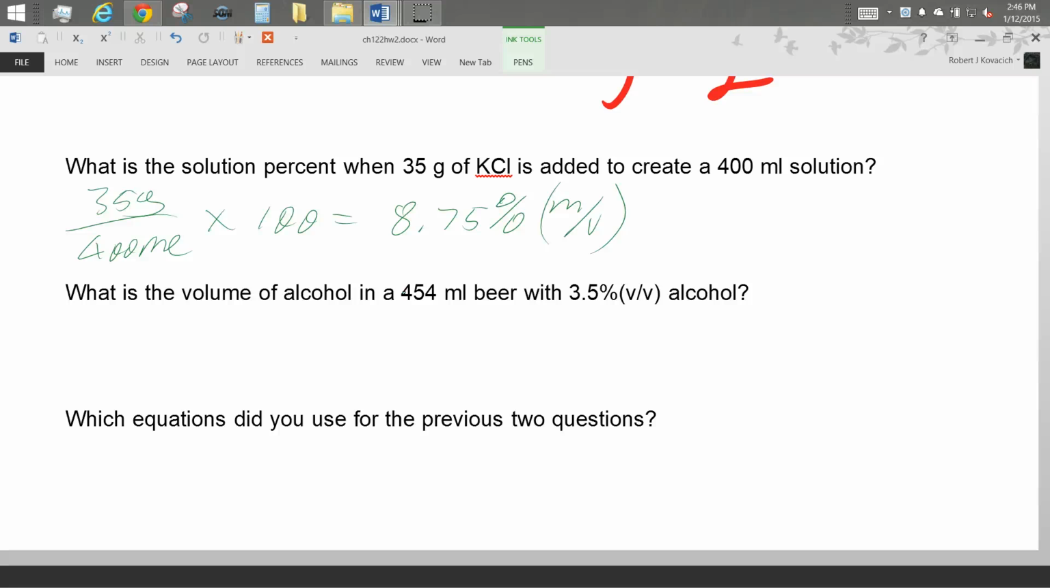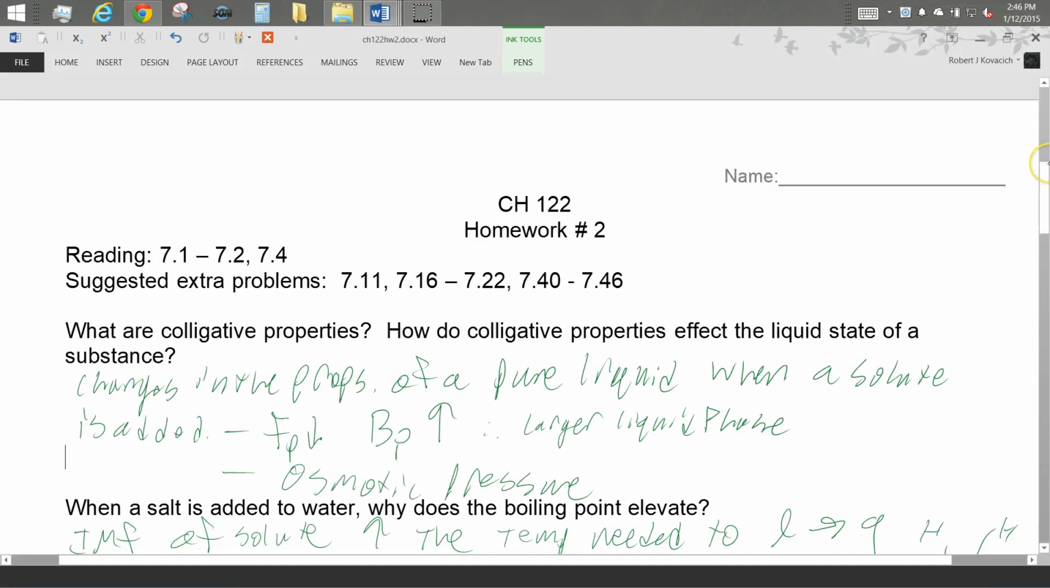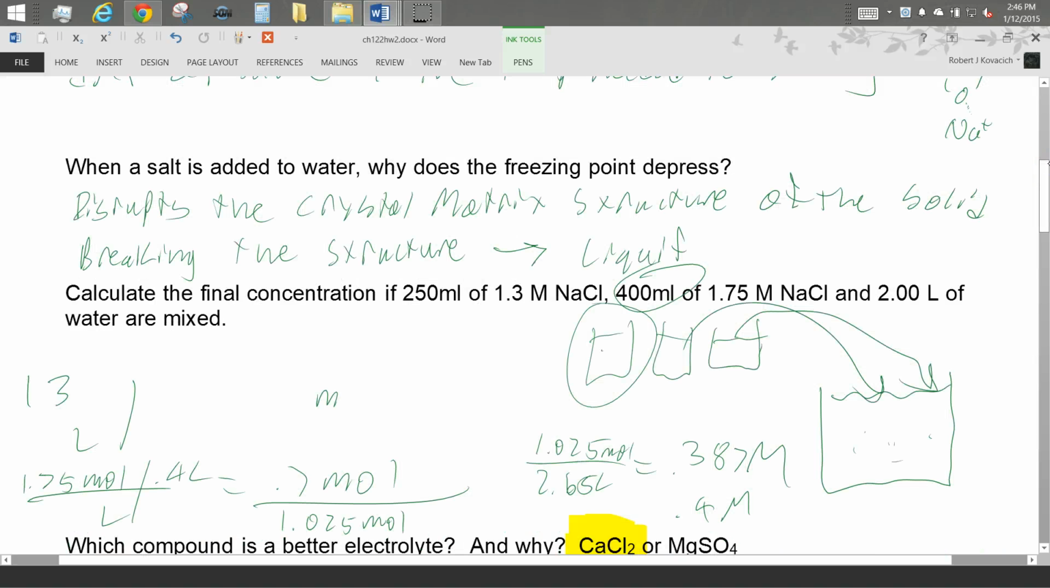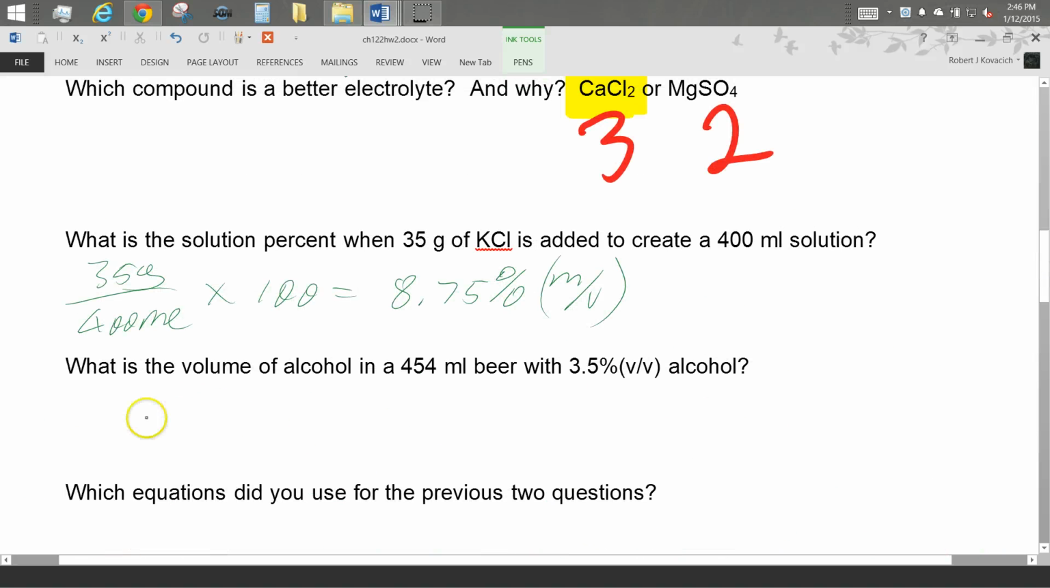What's the volume of alcohol in 454 milliliters? We are at 3.5%. Okay, so this time we know the percent. So I'll go 3.5% equals, out of 100, and 454 milliliters. Since it's beer and alcohol, it's got to be a volume one, right?